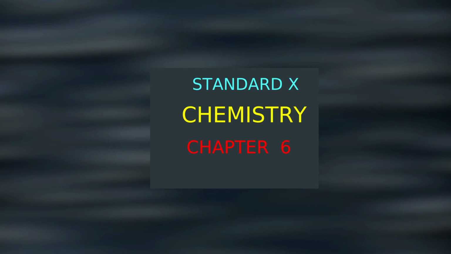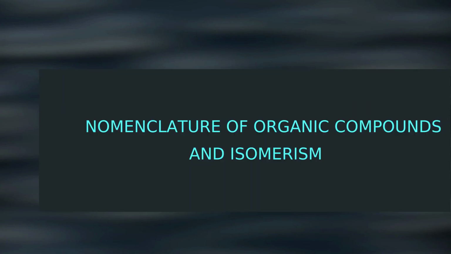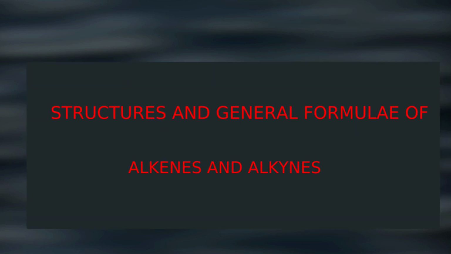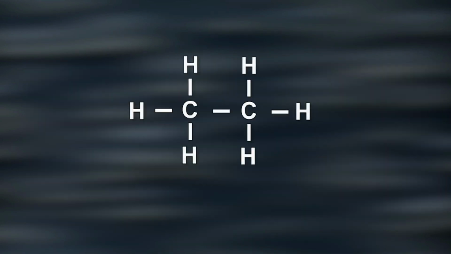Standard 10 Chemistry, Unit 6, Nomenclature of Organic Compounds and Isomerism, Structures and General Formulae of Alkenes and Alkynes. You know the structure of alkane having two carbon atoms.